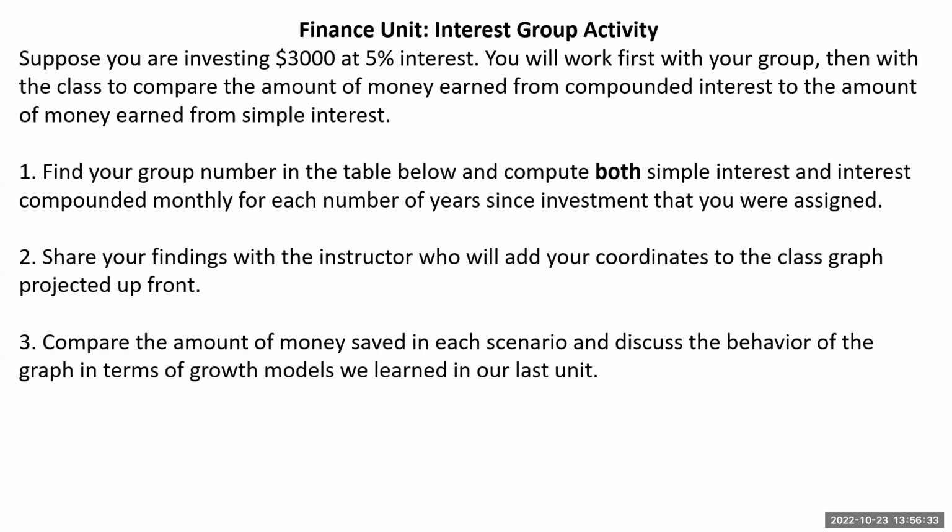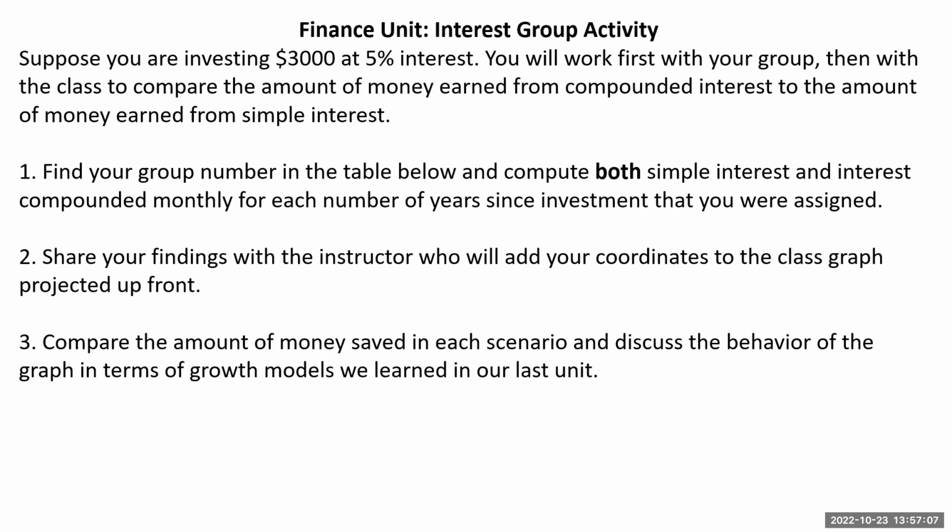So this might be your part number 3 for your simple and compound interest. And so we're going to do a little activity. Now, if you're watching this by yourself, well, bad news. You're going to be doing the work and the heavy lifting, but it won't be bad. Trust me. All right, suppose you're investing $3,000 at 5% interest. You're going to work with your group, which might be just you, and then the class, which will be with me, to compare the amount of money earned from compound interest to the amount of money earned from simple interest.